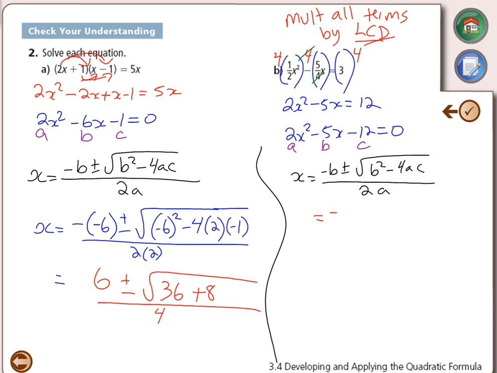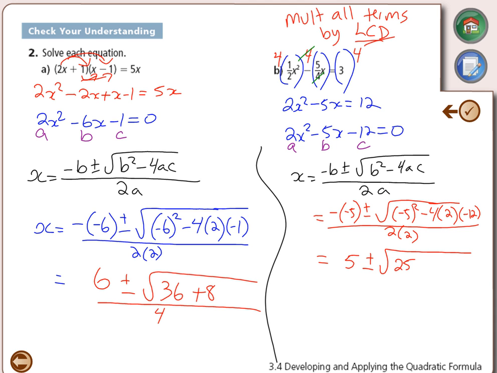Negative 5 plus and minus the square root of negative 5 squared minus 4 times 2 times the c value, negative 12, over 2 times 2. Let's simplify it further here. Negative 5, that gives us positive 5 now. 25 plus 96 over 4. 5 plus and minus the square root of 25 plus 96. Oh, that's 121 over 4.